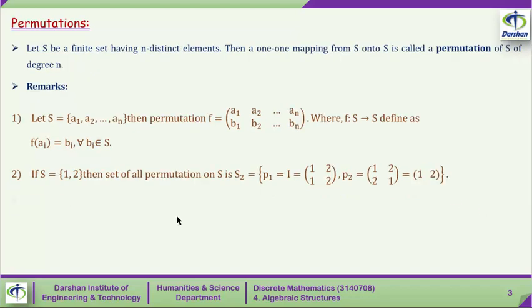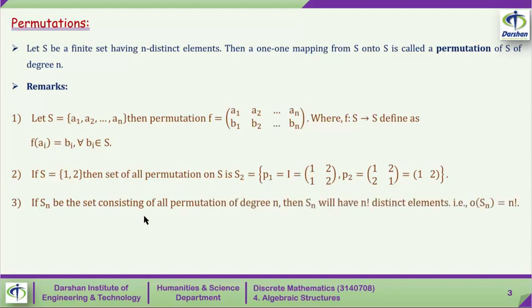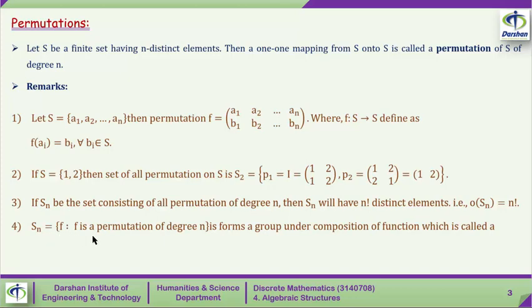Now third remark: if Sn is the set consisting of all permutations of degree n, then Sn will have n factorial distinct elements. That is, the order of Sn is equal to n factorial. Here S has 2 elements implies S2 has 2 factorial, which is 2 elements. Now fourth remark: Sn = {f : f is a permutation of degree n} forms a group under composition of functions and is called a symmetric group.